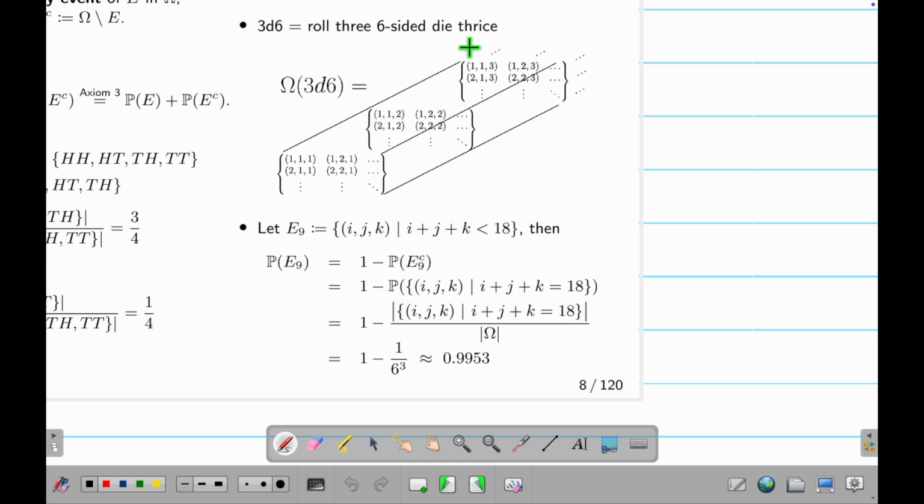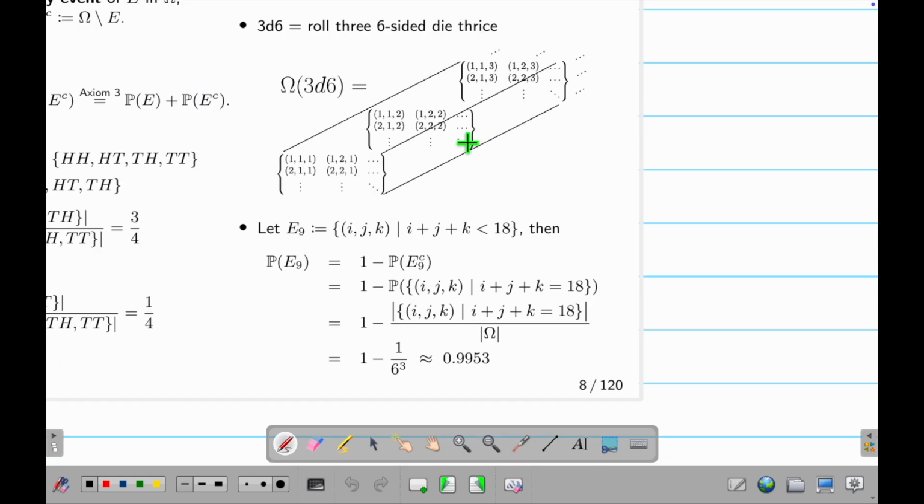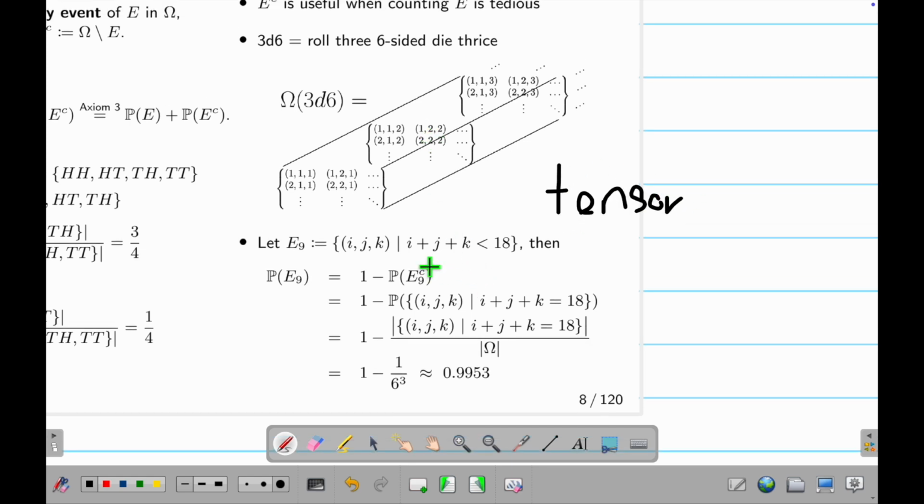Here's another example. 3D6, I count 3 six-sided dice 3 times. So how do you draw? Well, if you count it 2 times, you could draw a table like this. If you count it 3 times, you draw a 3D table. This is called 3D table, or you want a fancy name, right? This is called tensor. You don't need to know what the heck is this. I now want i plus j plus k smaller than 18. What the heck? So you look for all the i plus j plus k smaller than 18. This part is a little bit difficult.